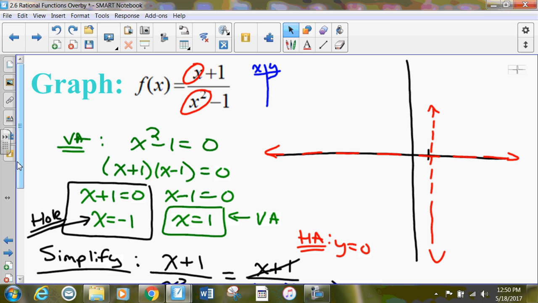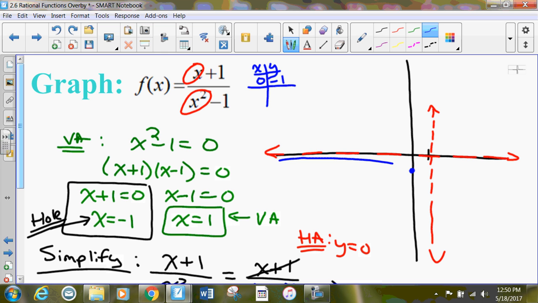I'm going to pick something easy for my table and I'm going to pick 0. What's going on when x is equal to 0? I'll plug 0 in. I'll get 1 in my numerator and -1 in my denominator. So I get -1. So 0, -1, I'm going to have on this side, which tells me right away, because of my horizontal asymptote and vertical asymptote, that my graph looks like this.